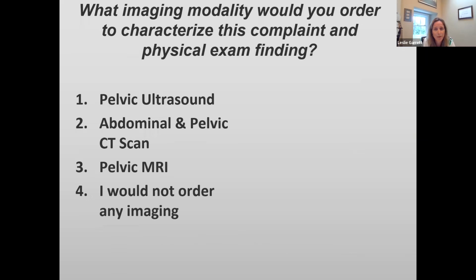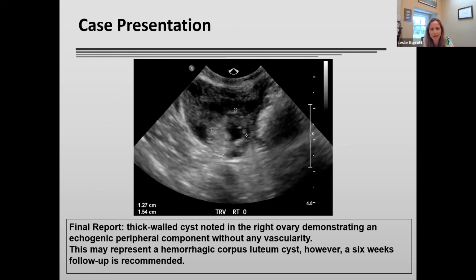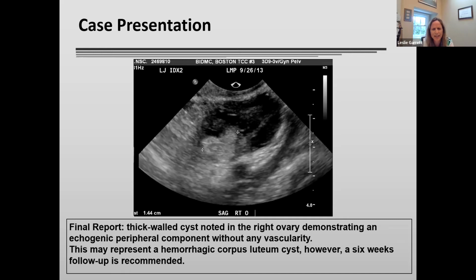Well, some would say, maybe I feel something, but I can't feel, so maybe I should get an ultrasound to try to figure that out. So you get the ultrasound and you pull up the picture and you say, oh well, that kind of looks like a normal ovary. There's some follicles there. But then you scroll and you see this in the right ovary and you think to yourself, well, that doesn't look like a follicle. That's starting to look a little bit abnormal.